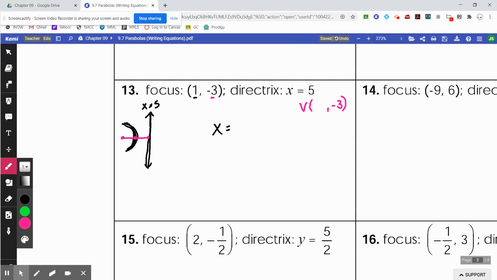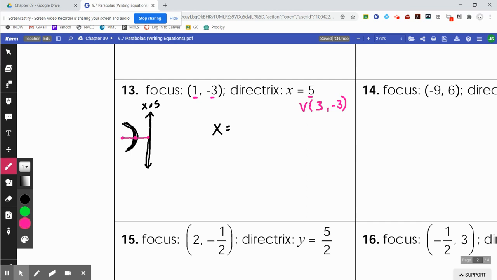So all we have to do is look at the x value here, look at the x value here, and find the number in between. Here you could easily do that, but the number in between is the average. So you can add them, divide by 2, find the midpoint in essence, and that's going to be 3. So my vertex is located at (3, -3).